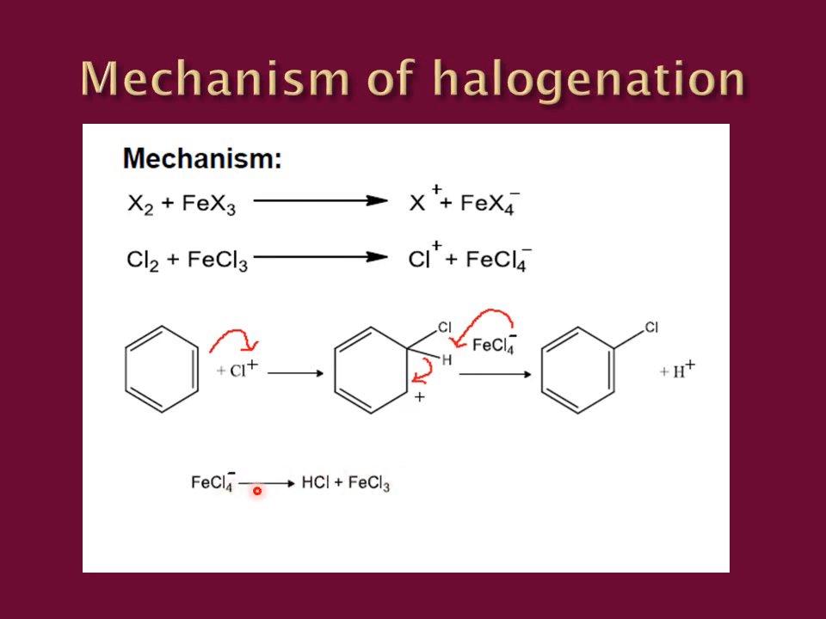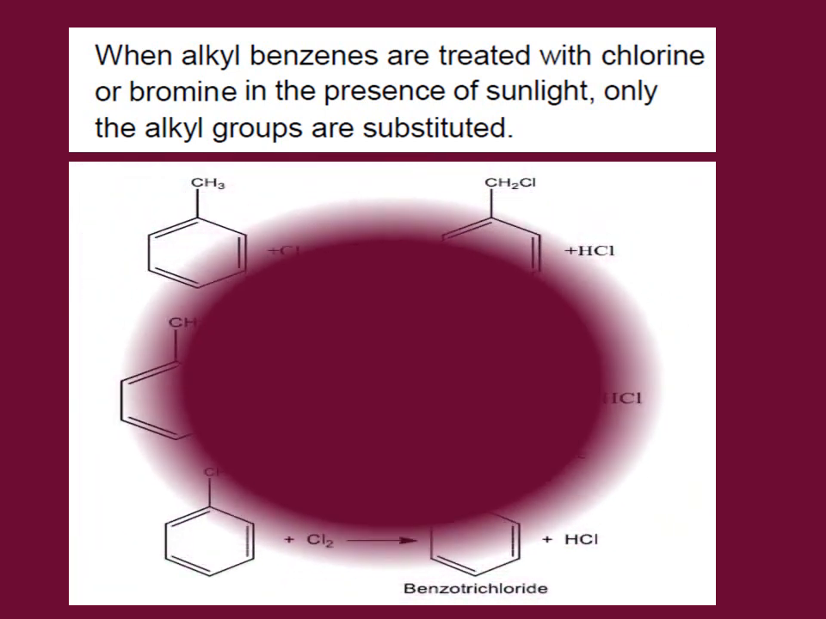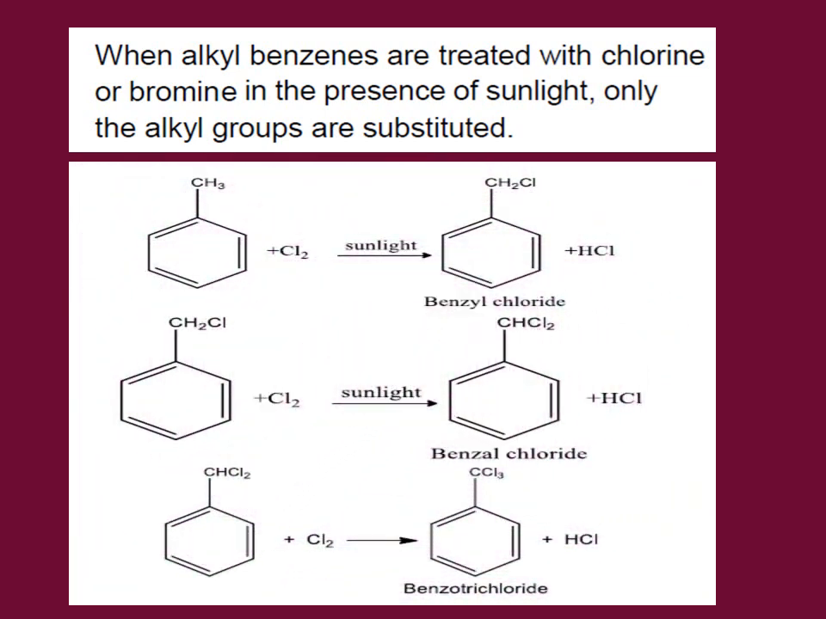Students, when alkyl benzenes are treated with chlorine or bromine in the presence of sunlight, only the alkyl groups are substituted. Now you can see this is an alkylated benzene having CH3. In the presence of chlorine in sunlight, the side chain is halogenated, as you can see, CH2Cl. Now one of the H is going to make a bond with Cl giving HCl and the other Cl is attached over here.